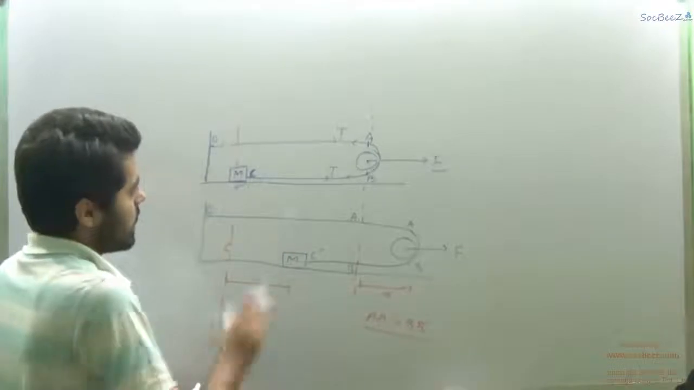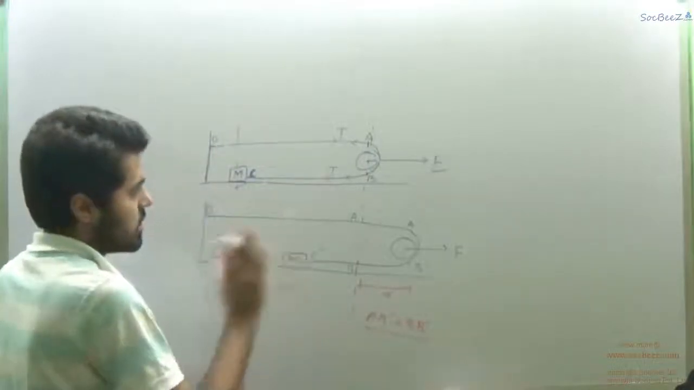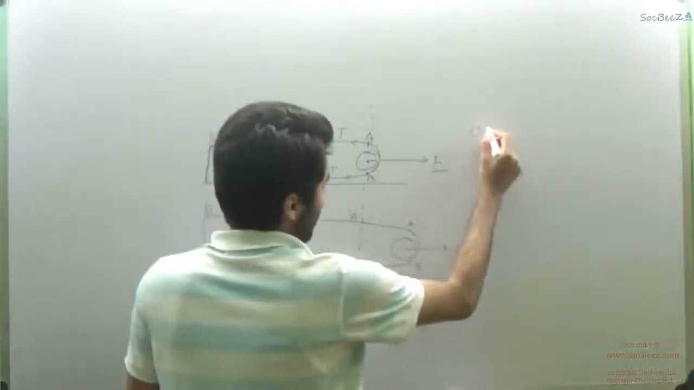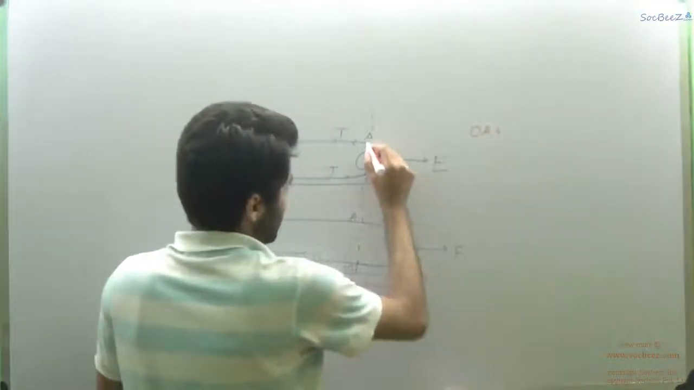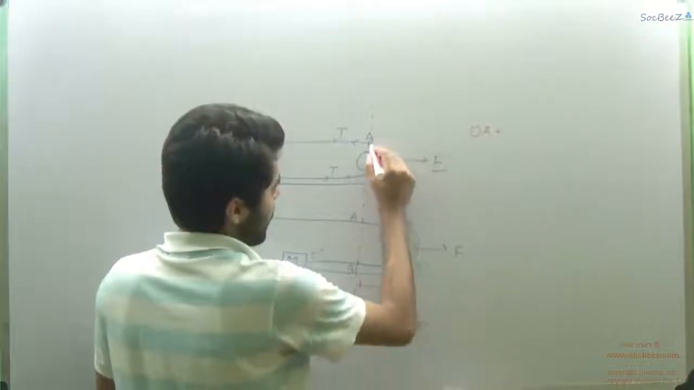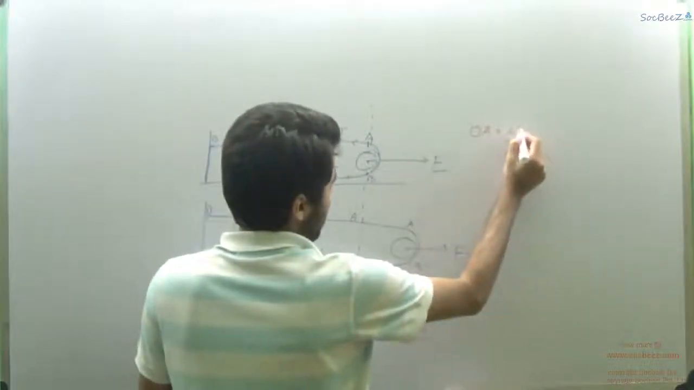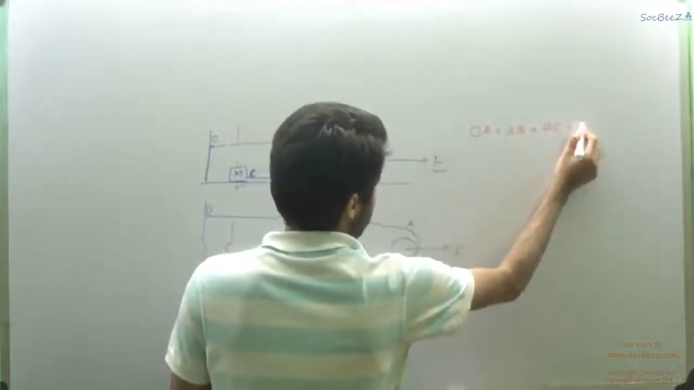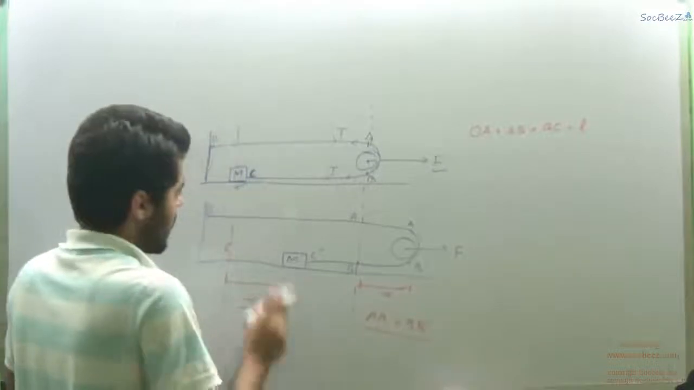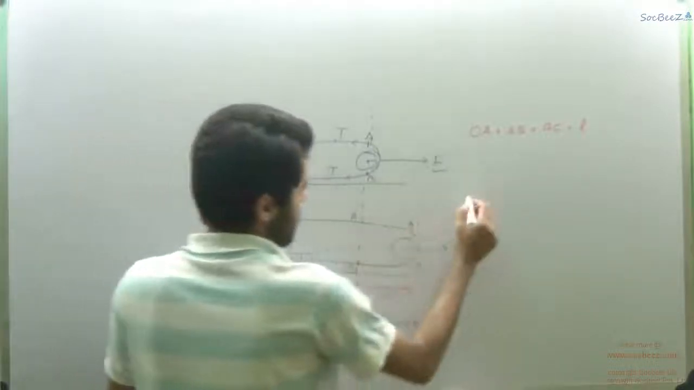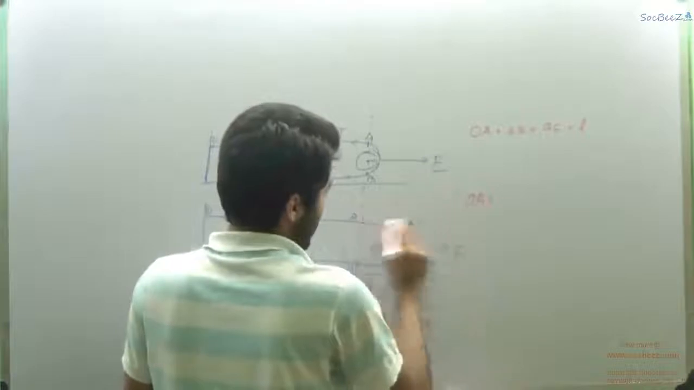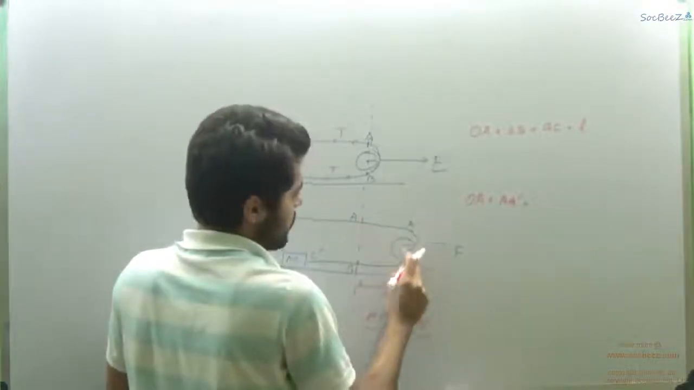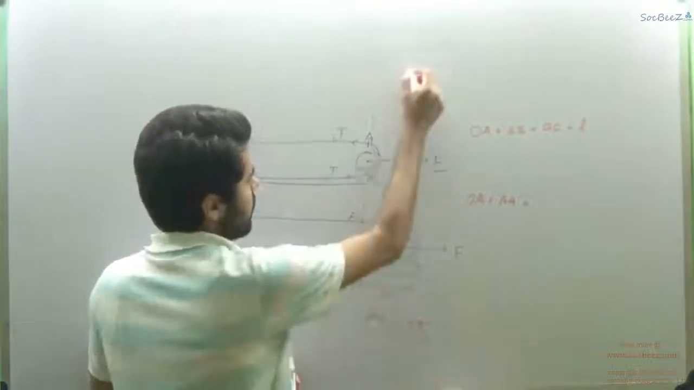Now the entire length is constant. This is our basic fundamental here. It means OA plus the circular arc length AB, plus BC, is fixed to some length L of the string. In this picture, OA plus AA dash, again that arc length A dash B dash, which will eventually be equal to AB.